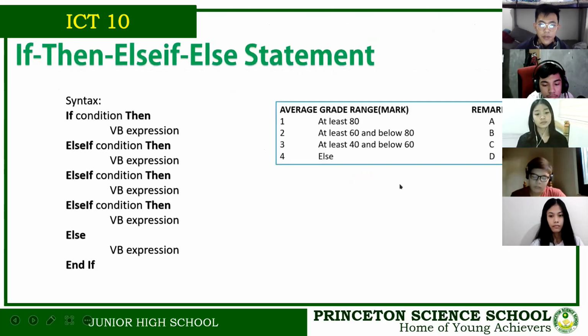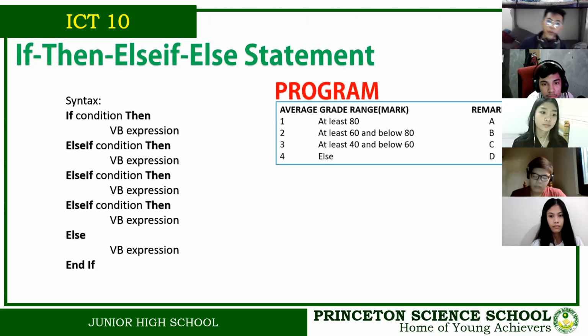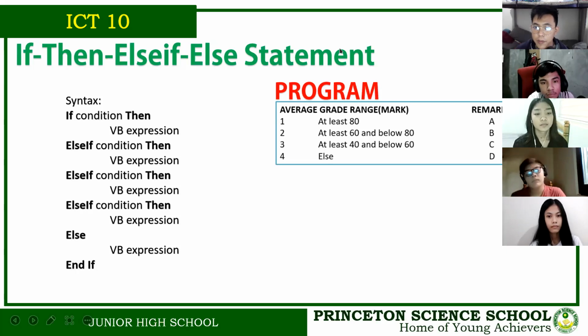Next we have a program here. We are going to use the if then else if statement. So we're going to follow the if condition, then the VB expression, and then next is the else if condition, then another expression. In here, the output is going to be for the average mark.